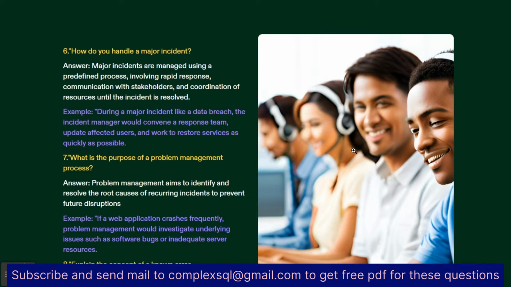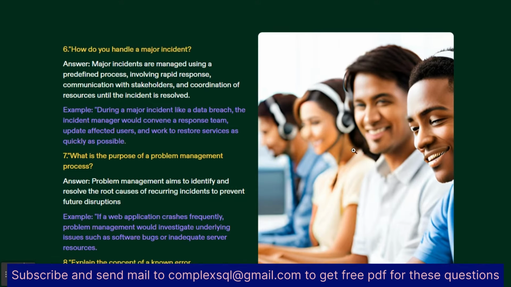Okay. Next is, what is the purpose of the problem management process? So we have already discussed the difference between incident and problem. Problem management aims to identify and resolve the root causes of recurring incidents to prevent future disruptions. Example for the same: if a web application crashes frequently, problem management would investigate underlying issues such as software bugs or inadequate server resources.